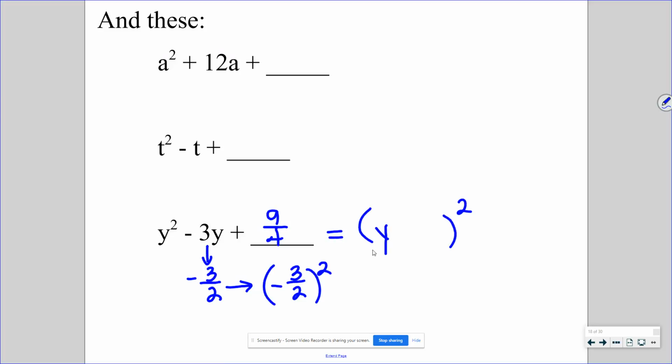If you then have to go and factor that trinomial, remember that this number is always going to be the half of your middle term value. So it is -3/2 in this case.